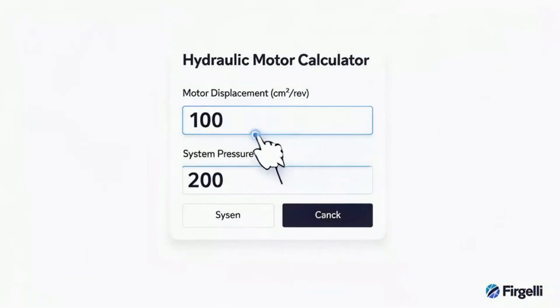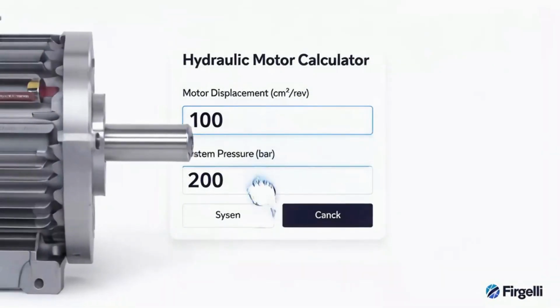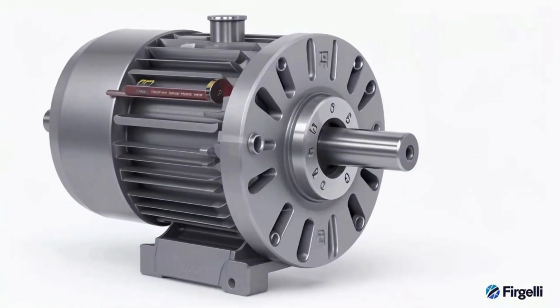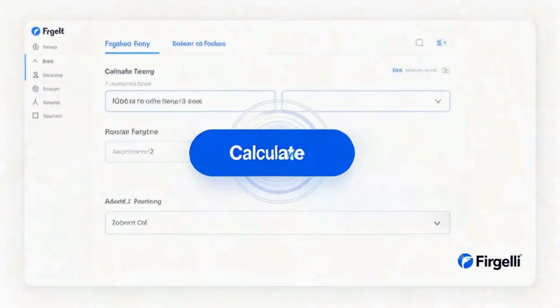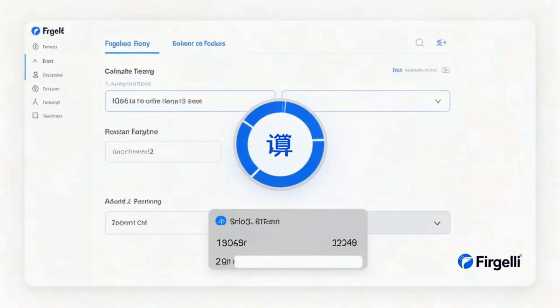For this example, let's say we have a motor displacement of 100 cubic centimeters per revolution, system pressure of 200 bar, flow rate of 50 liters per minute, and we'll keep the default efficiency at 0.85. After clicking Calculate, the Results section displays 3 key outputs.